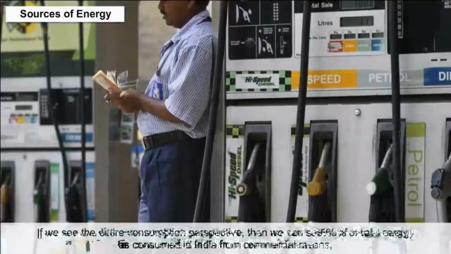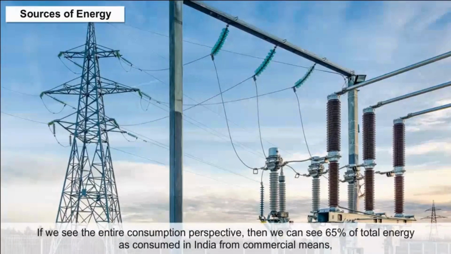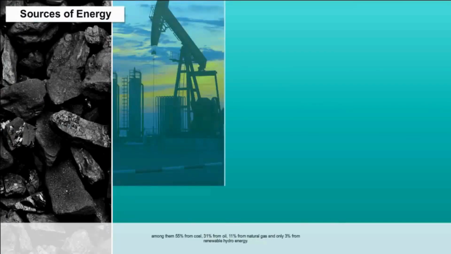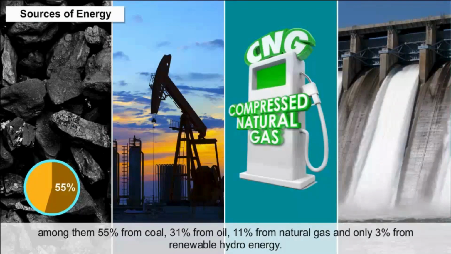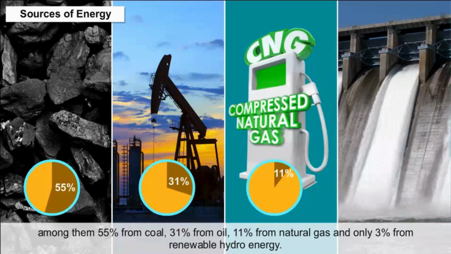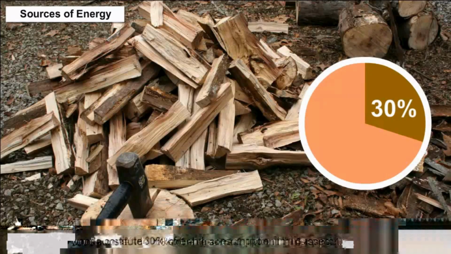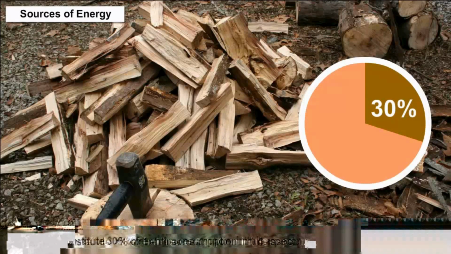If we see the entire consumption perspective, then we can see 65% of total energy consumed in India is from commercial means. Among them, 55% is from coal, 31% from oil, 11% from natural gas, and only 3% from renewable hydro energy. Firewood constitutes 30% of entire consumption in this aspect.